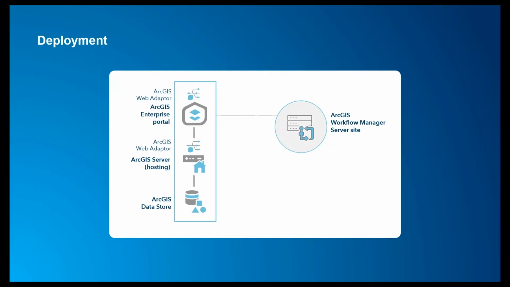Before we get started with deploying Workflow Manager, your enterprise architecture should be considered. ArcGIS Workflow Manager Server requires a base deployment of ArcGIS Enterprise. This includes an ArcGIS Enterprise portal, an ArcGIS Server federated with the portal and designated as its hosting server, ArcGIS Data Store, and two instances of ArcGIS Web Adapter, one configured with the portal and another with the server. It is recommended that Workflow Manager Server be deployed on an additional server site alongside ArcGIS Server to obtain the best performance. Now that we have our plan in place, we'll go ahead and install and deploy Workflow Manager.